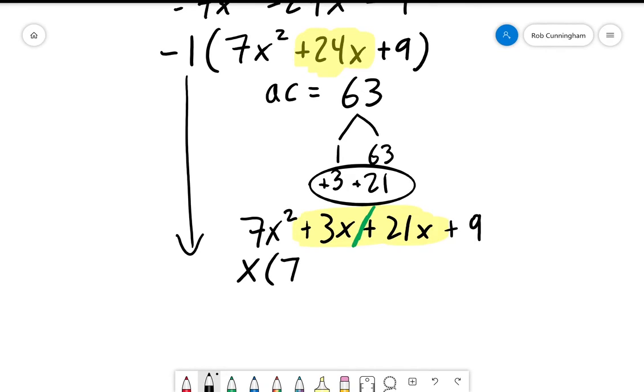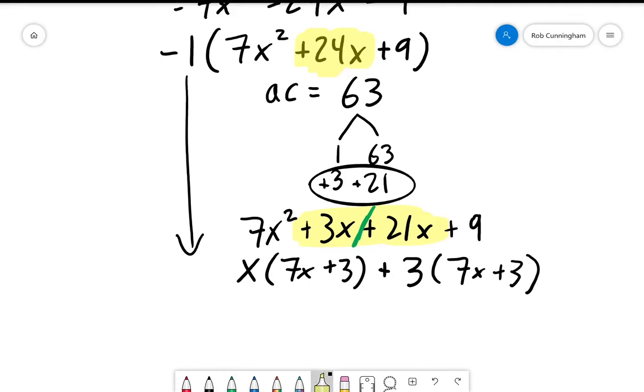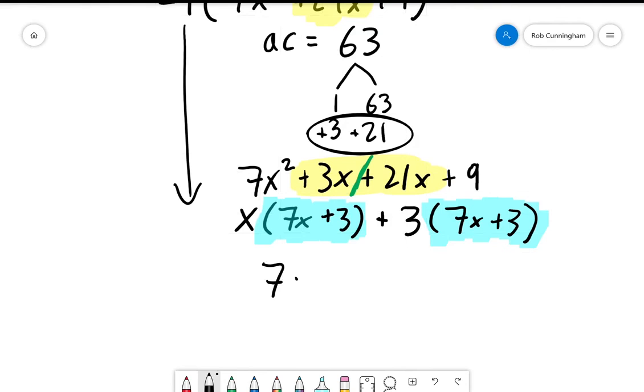7x squared divided by x is 7x. 3x divided by x is 3. On the other side, looks like all I can take out is a 3. 21x divided by 3 is 7x. 9 divided by 3 is 3. Once again, we have matching parentheticals, so I factor it out. 7x plus 3 times what's left, x plus 3.